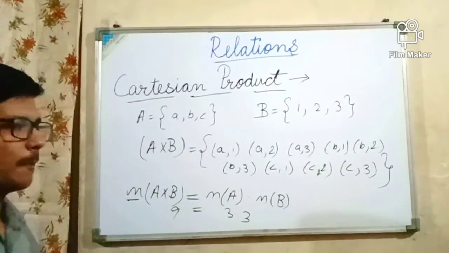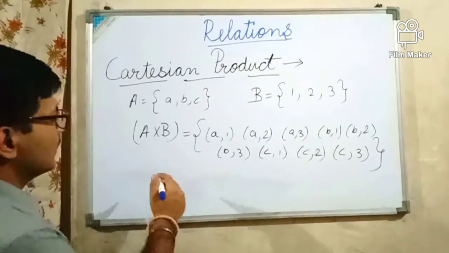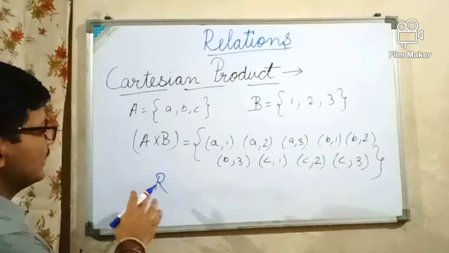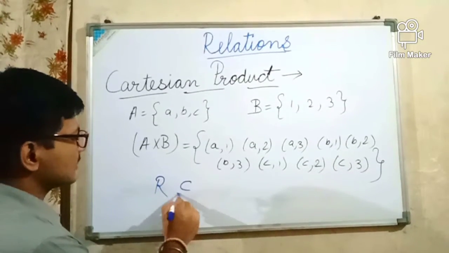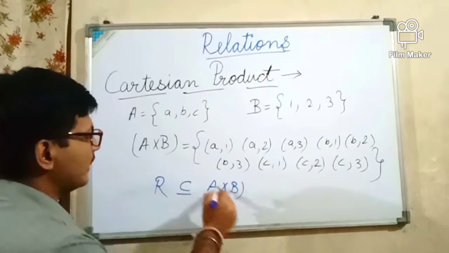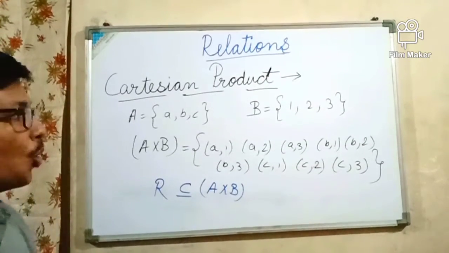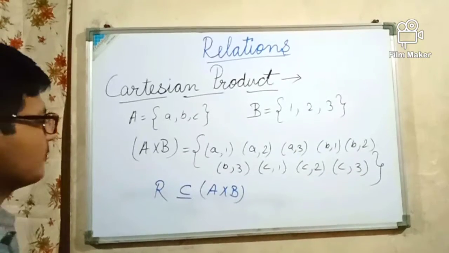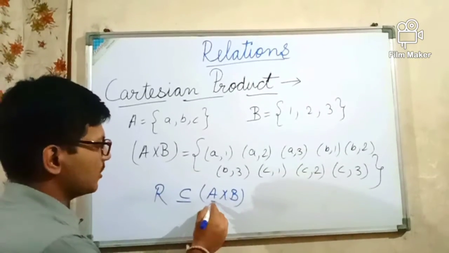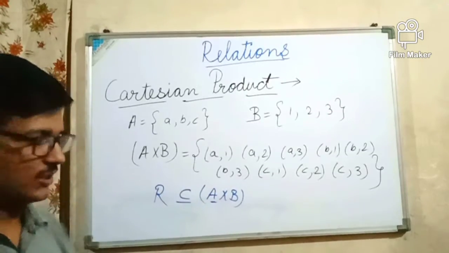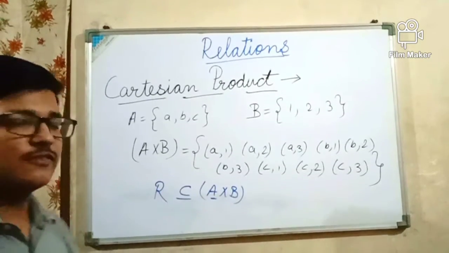Now see, a relation is denoted by capital R. It is a subset of this Cartesian product A cross B. We will be given a condition. Suppose we say that the element of A should be less than the element of B, the set on which the condition will be applied.